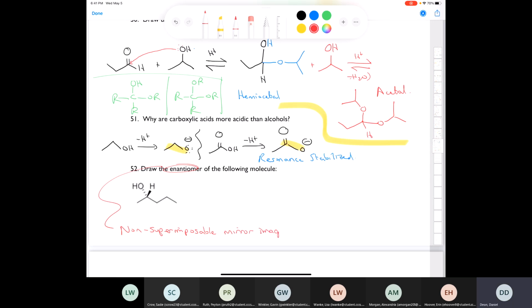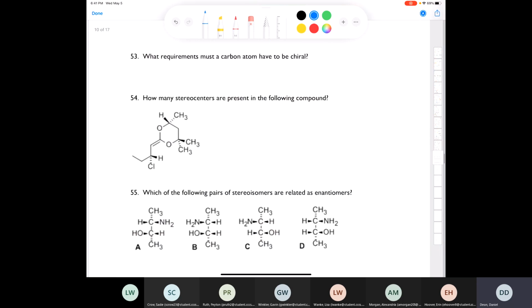There's a couple of ways you could draw this. You can either try to draw the reflection, or you can do it the easy way. You just draw the same molecule. Everything that's a wedge, you convert to a dash. Everything that's a dash, you convert to a wedge. So you have the hydroxyl here, and you have the proton here, and there you go, my friend. You've just drawn an enantiomer. All right. Let's move on from there.